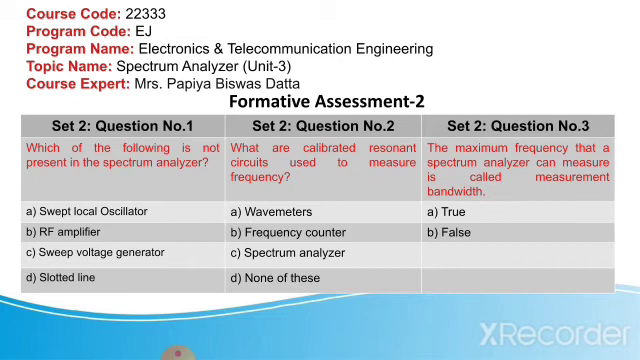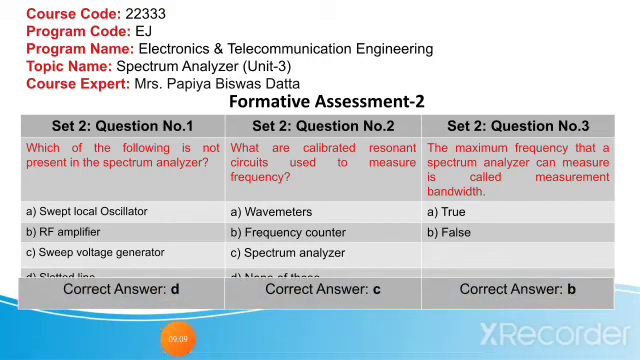I hope you got the answers. So which of the following is not present in the spectrum analyzer? That is a slotted line. What are calibrated resonant circuits used to measure the frequency? That is a spectrum analyzer. And the maximum frequency that a spectrum analyzer can measure is called measurement bandwidth. No, it is false. So these are the answers D, C, B.